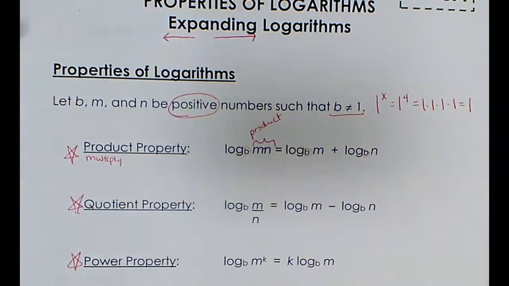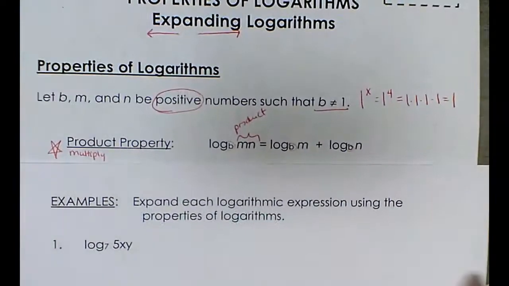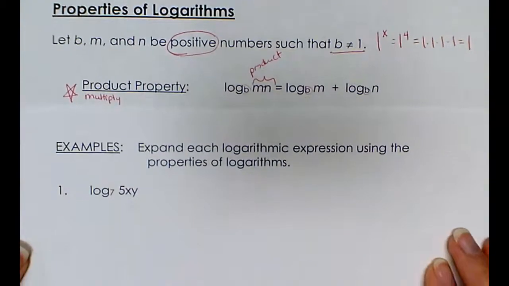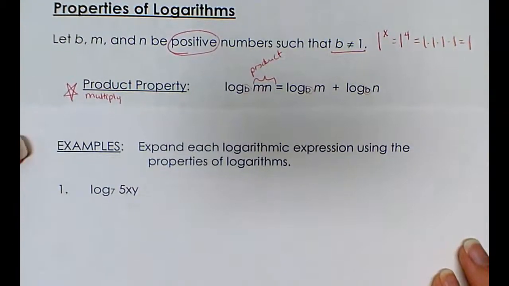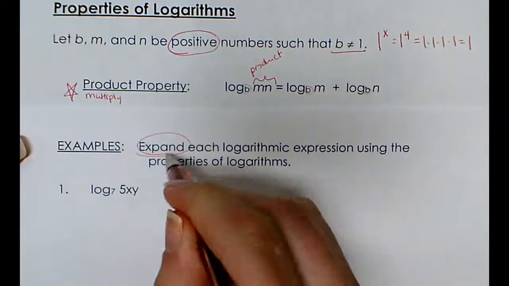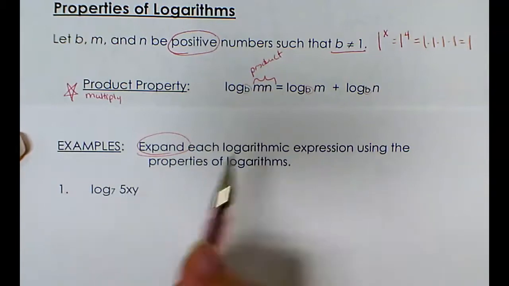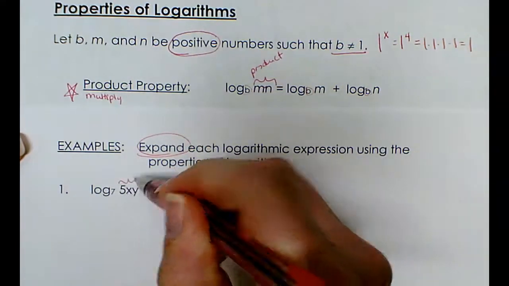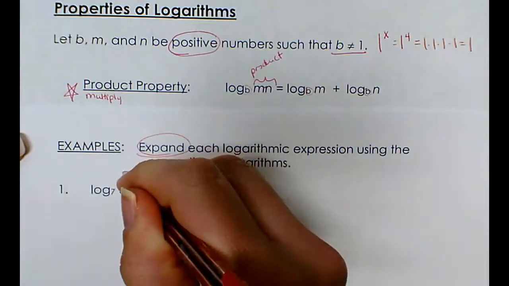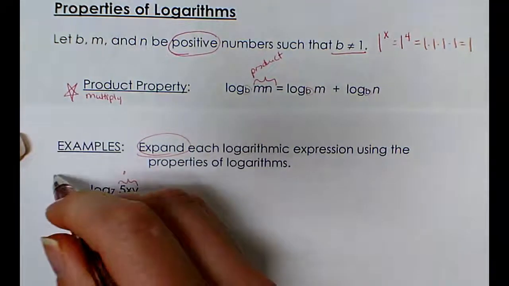I'm going to move to example 1, because example 1 deals with the product property. It says expand each logarithmic expression using the properties of logarithms. Here on number 1, we're going to use the product property, and I recognize that because we've got log base 7 of 5xy, and 5xy is 5 times x times y all together. This is multiplication, so number 1 uses the product property.